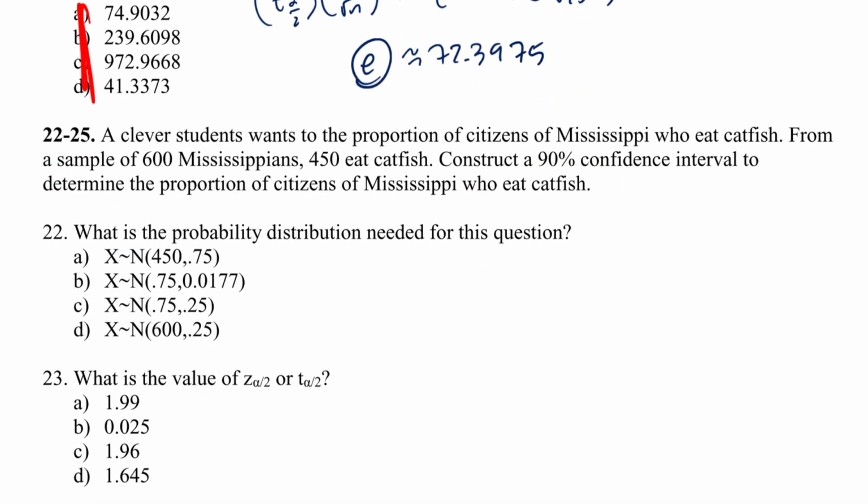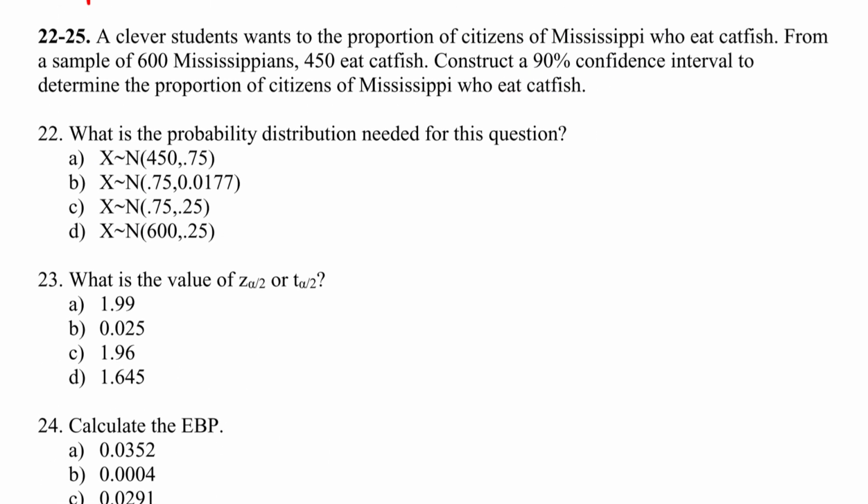All right, let's look at one more. 22 through 25. This time, we want to know the proportion of citizens of Mississippi who eat catfish. So we asked 600 Mississippians, 450 eat catfish. We want a 90% confidence interval. And this time we're testing proportion. Okay, so proportion is always going to follow a normal distribution. We're going to have a normal distribution with proportion there. And my standard deviation is going to be the square root of PQ over N.